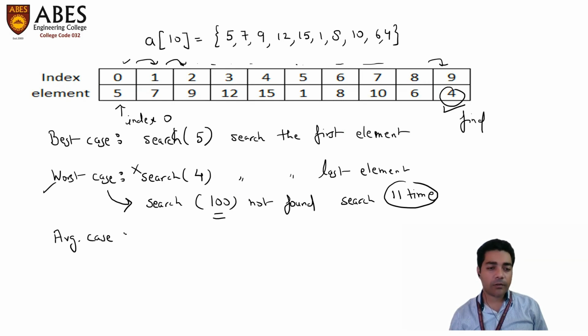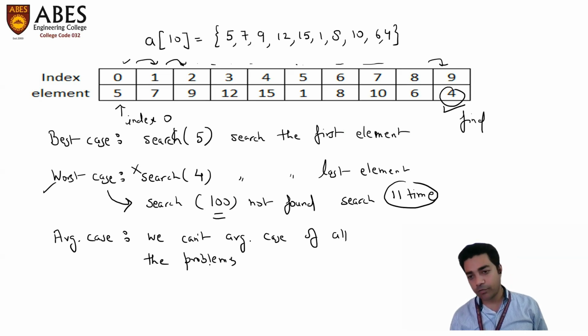Now, when we say to define average case, most people get confused about how to define an average case. So first, let me put a statement out there. We cannot find average case of all the problems. We may find a best case, we may find a worst case, but we cannot all the time find average case of all the problems.